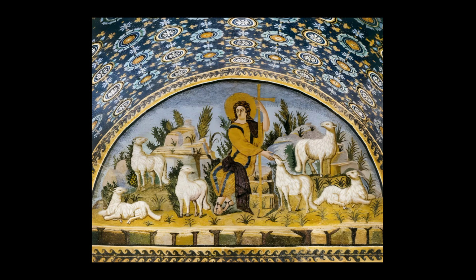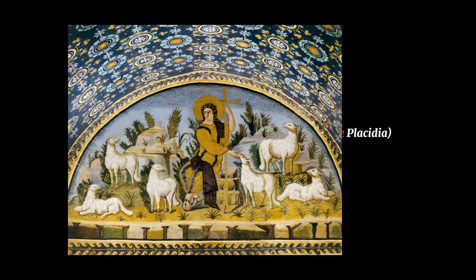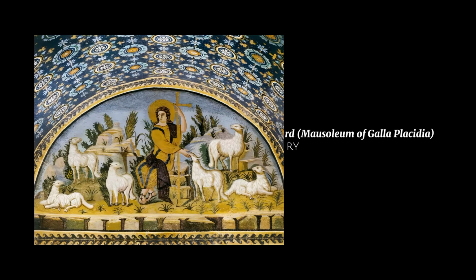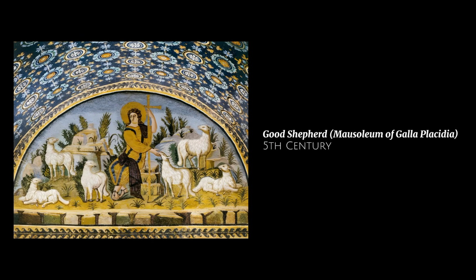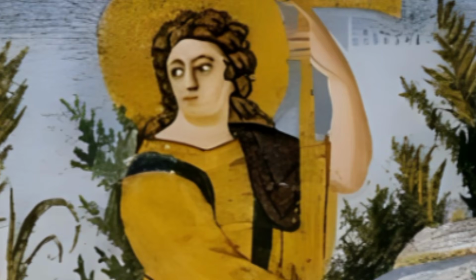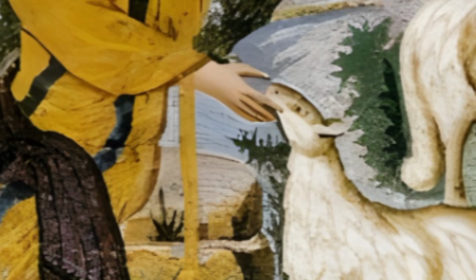The 5th century. Now we arrive at one of the most beautiful depictions of Christ in early Christian art. In the Mausoleum of Galla Placidia in Ravenna, Italy, there's a stunning mosaic. It depicts Jesus as a youthful, beardless figure sitting among sheep, symbolizing his role as protector and leader.